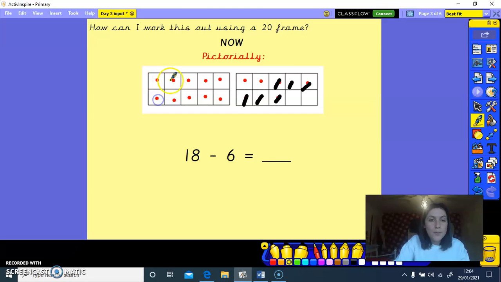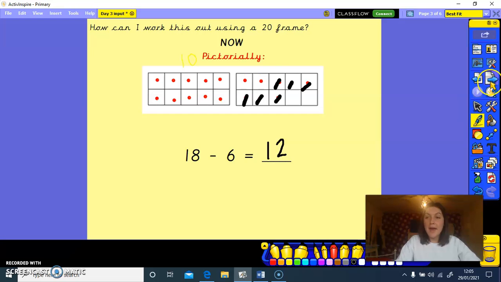1, 2, 3, 4, 5, 6, 7, 8, 9, 10. This represents 10. 10 in your head. We're counting on for the remainder that are in this tens frame that haven't been crossed out. 10 in your head. 10, 11, 12. So 18 take away 6 equals 12. Fantastic.